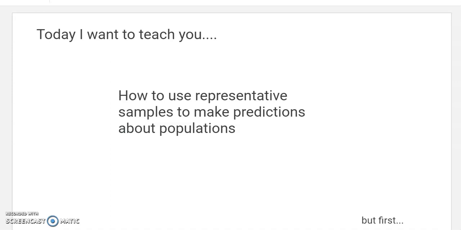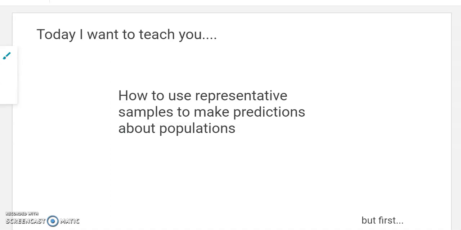Today I want to teach you about how to use representative samples to make predictions about populations. So if you'll make this the title on the next free page in your math notebook, leave yourself lots of space. A page should be enough. And after you've gotten that written down, unpause, look, listen, and think with maximum effort, and then we'll write when we get to it.